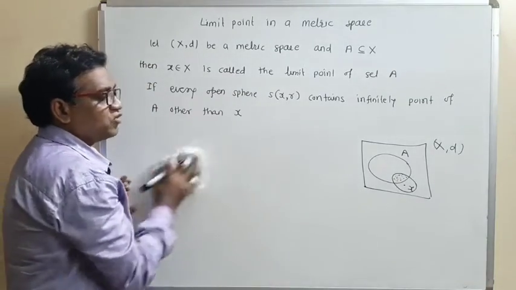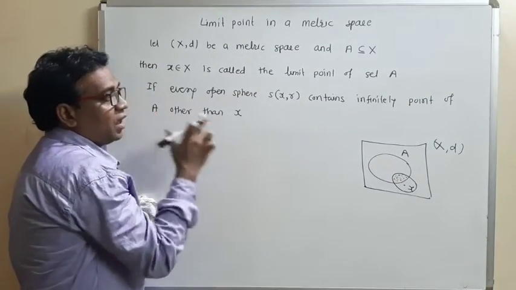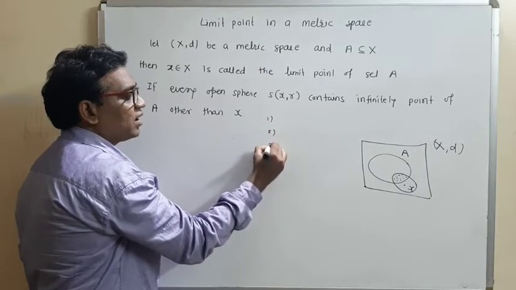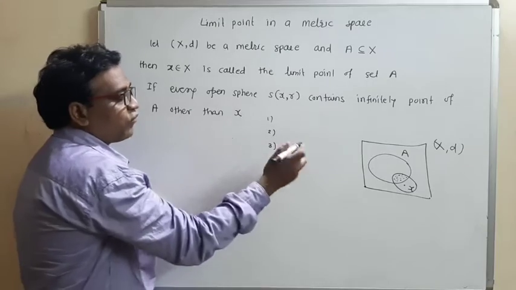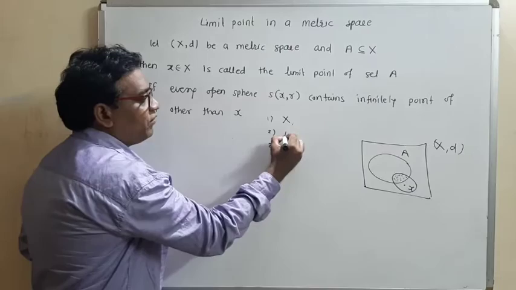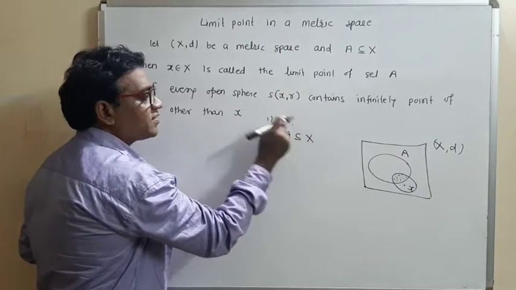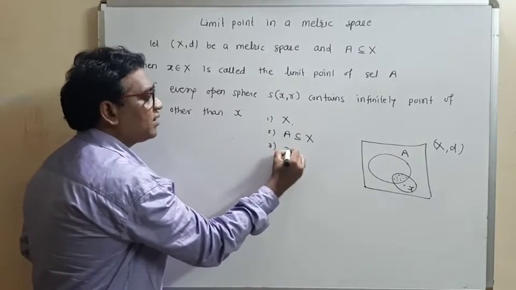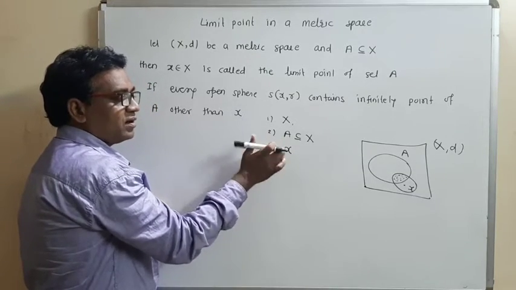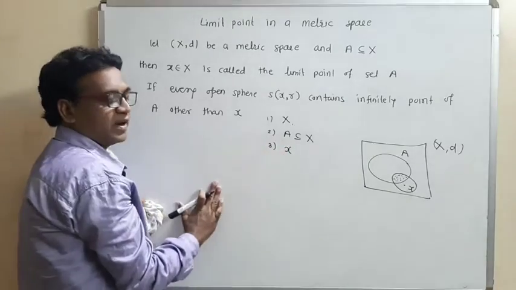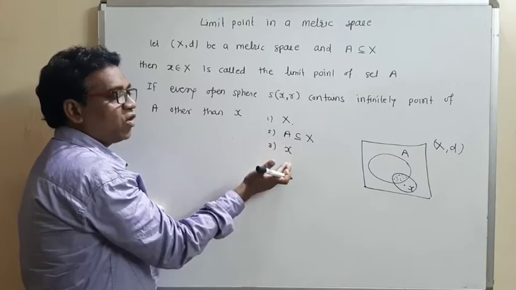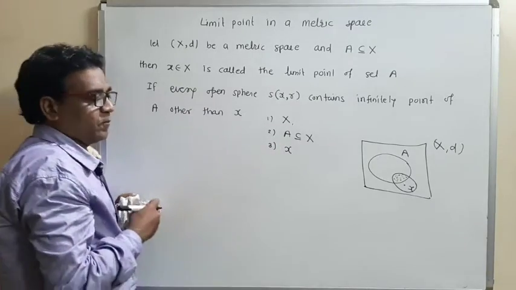Now see, what is the definition of limit point? For limit point, these are the three required conditions. First of all, we require some space X. We require subset A of space X, and we require this point x, which may be an element of A or may not be an element of this set A. Both the cases.